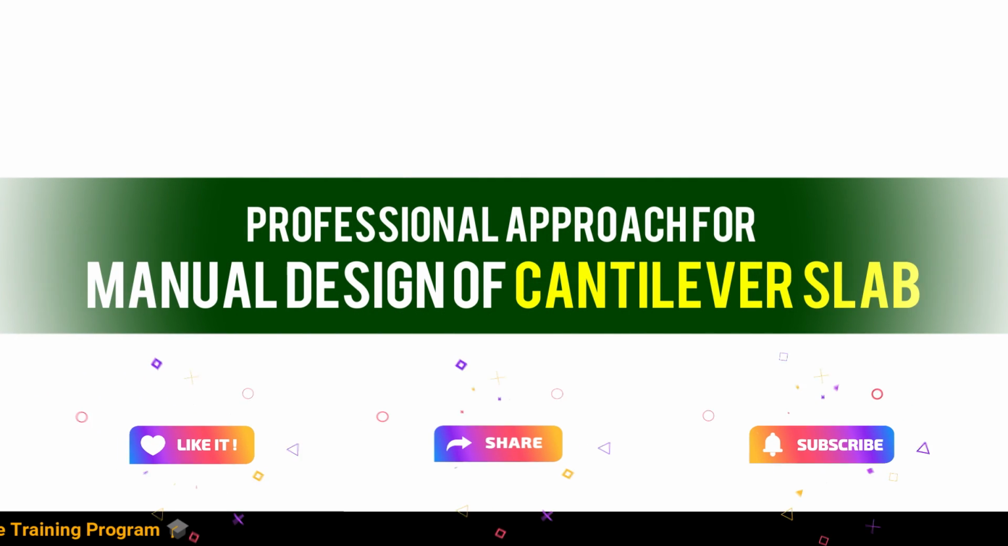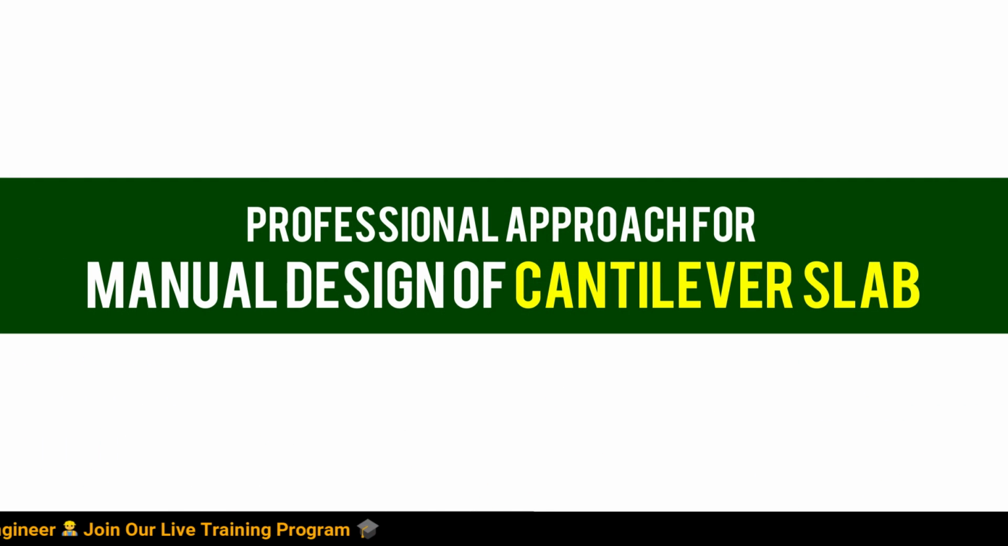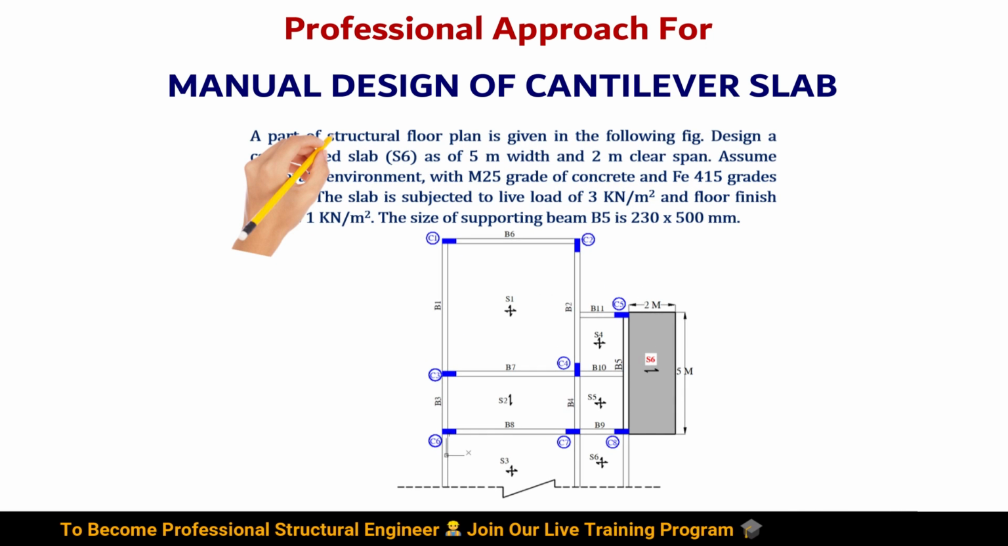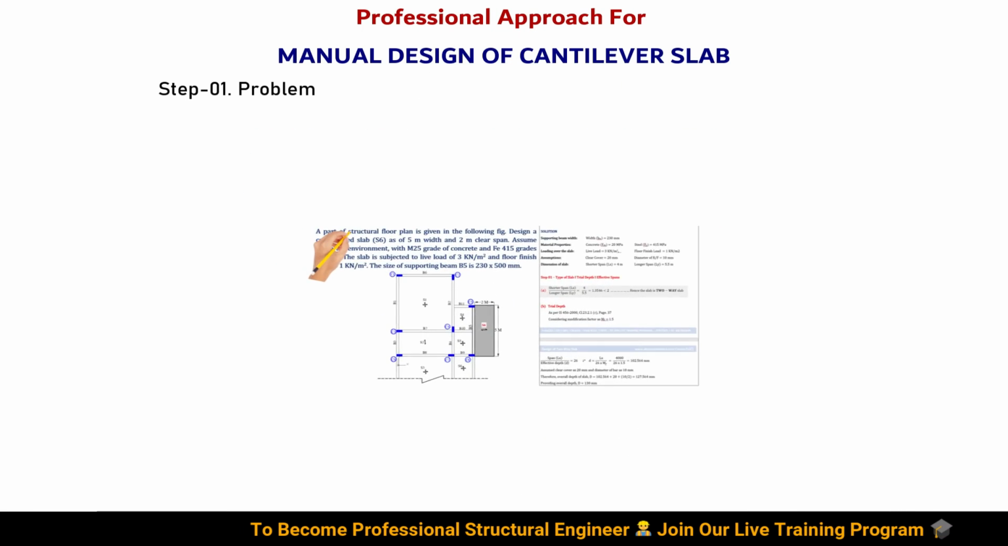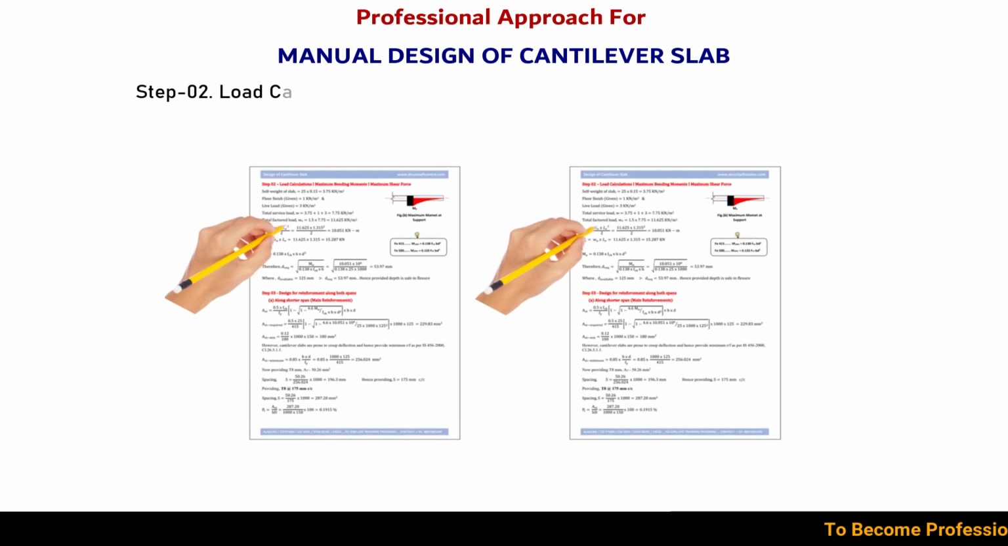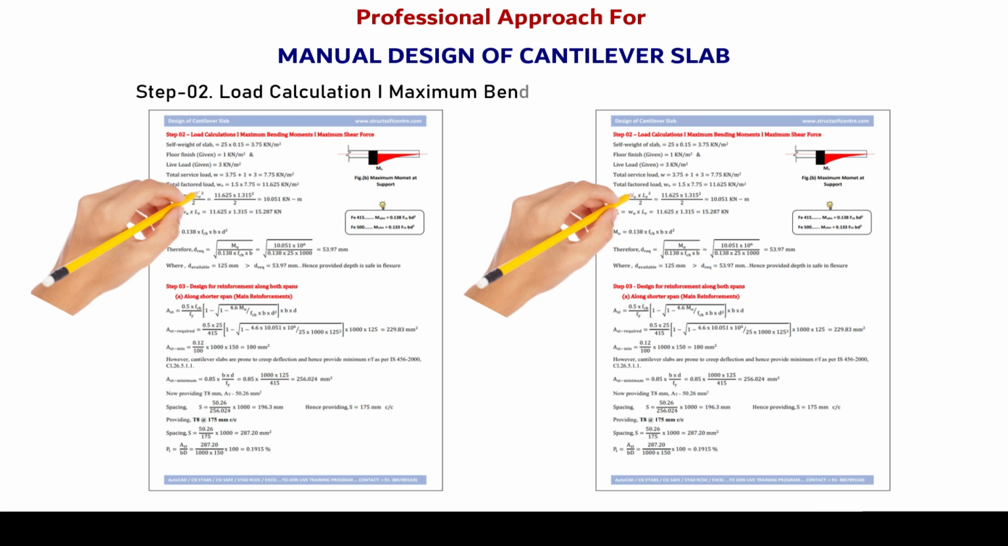Here we are going to see the professional approach for the manual design of the cantilever type of slab. This complete problem we are going to solve in 5 important steps. In the first step we are going to see the problem statement, trial depth, and effective span of the cantilever slab. In the second step we are going to see the load calculation, maximum bending moments and calculation for the maximum shear force.